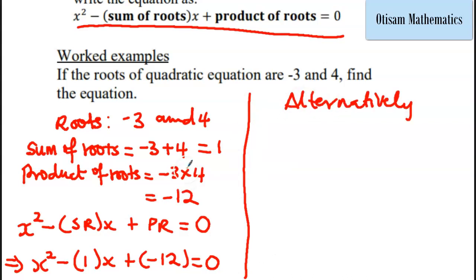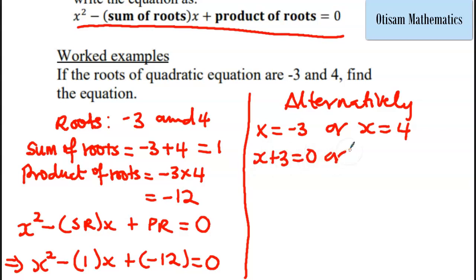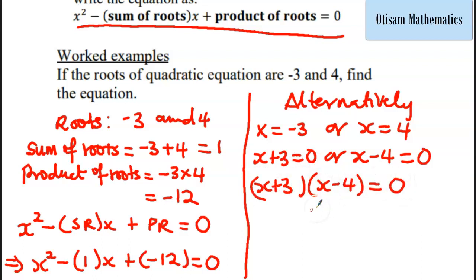Alternatively, if you want to find the equation in x, you work from behind. x is equal to minus 3 or x is equal to 4. This is how you write the roots. Then we go back. So we have x plus 3 is equal to 0, or x minus 4 is equal to 0. And then you multiply.